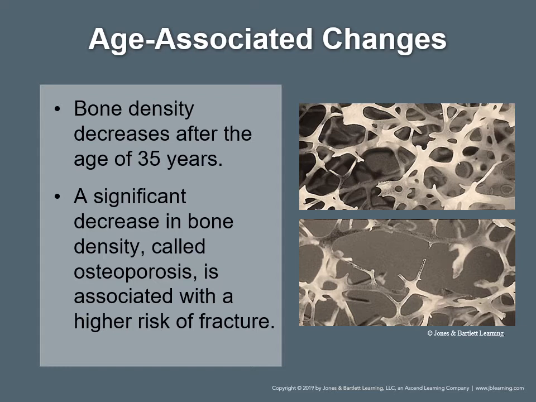Age-associated changes. Bone density decreases after the age of 35 years. This leads to a loss of height and produces changes in facial structure. In women, the decrease in bone density accelerates once menopause is reached. A significant decrease in bone density, called osteoporosis, is associated with a higher risk of fracture. Aging of muscles, cartilage, and other connective tissues may also lead to degradation of joints and disc herniation.